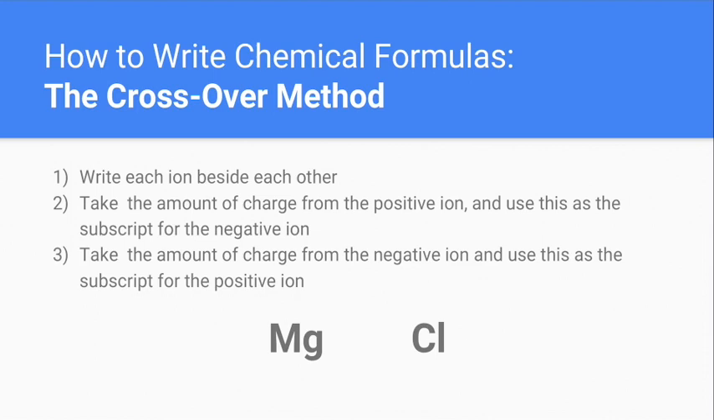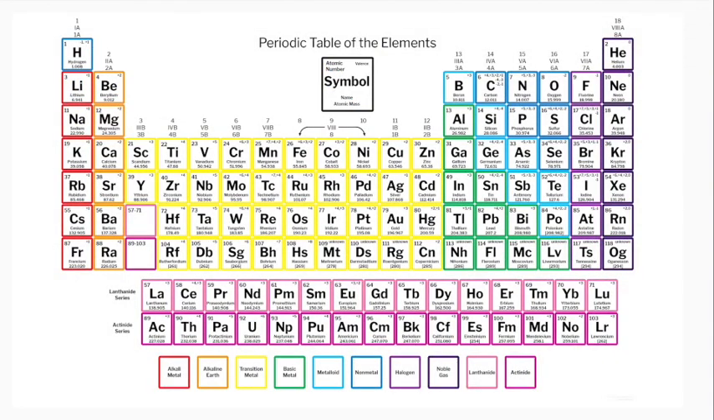The first step is to write each ion beside each other. So we have magnesium and chlorine. But since an ion needs to have a charge, we need to find out what charge these will have. We're going to find out what charge they'll have when they have that stable octet. The way we do that is we go to our periodic table. Every periodic table should have, in the box, so here's magnesium, a little charge here. That charge is going to indicate what charge the ion will have with a stable outer electron shell.